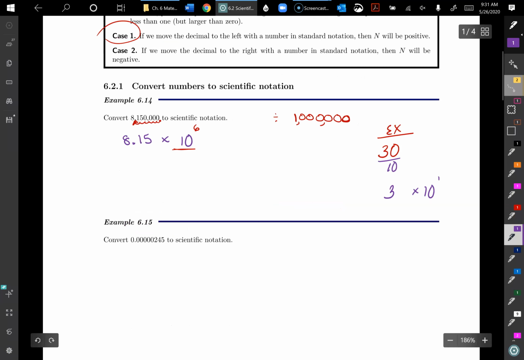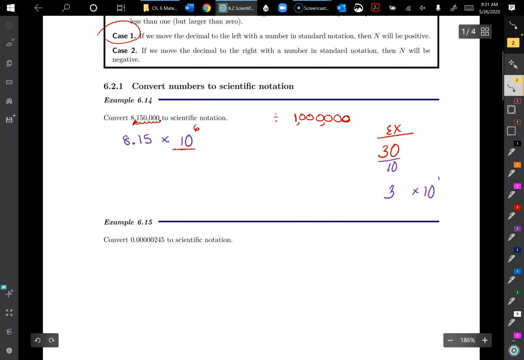Okay, so I just want to point out this should really be divided by a million is what we did. And just to show you how that works, we're dividing by a million here to get this to look like 8.15. But if we don't then multiply by a million, we've changed the value. We just have a little tiny number if we didn't have this piece here, right?